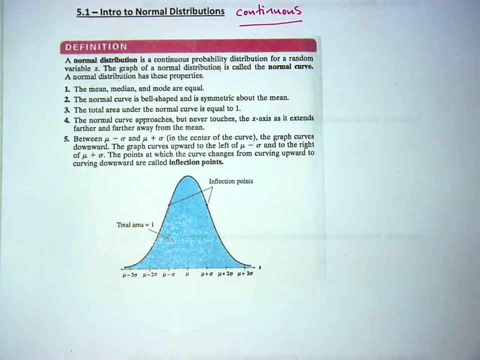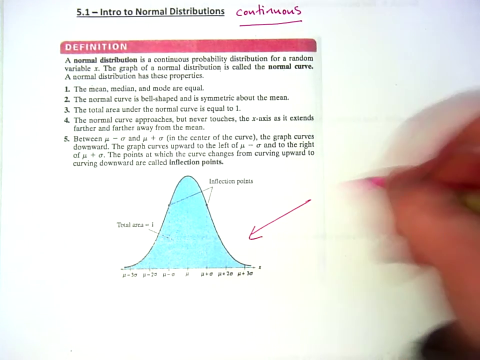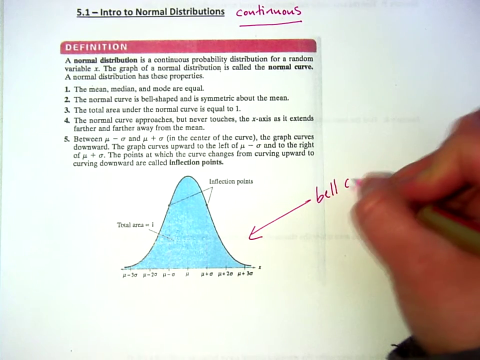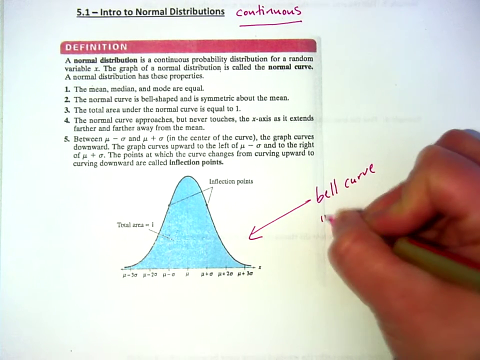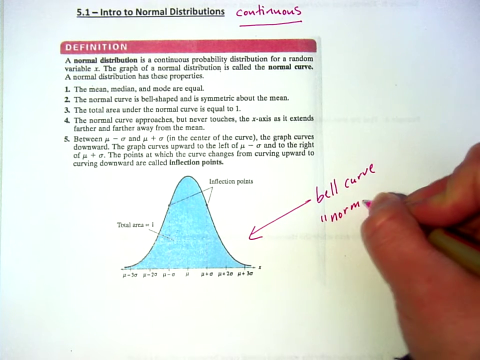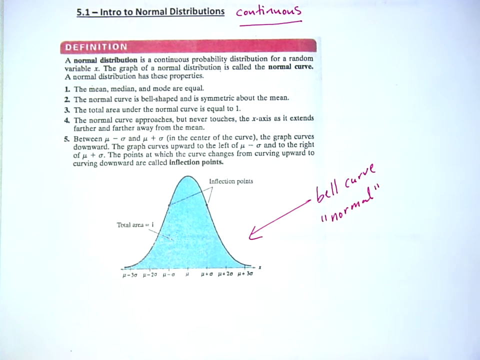This is called a normal distribution. So a bell curve is the same thing as a normal distribution. We've already talked about the empirical rule, right? Like what percent is between one standard deviation and what percent is between two standard deviations and so on.